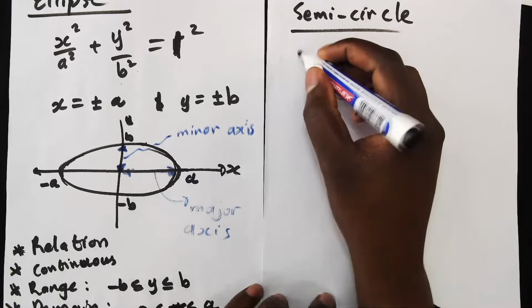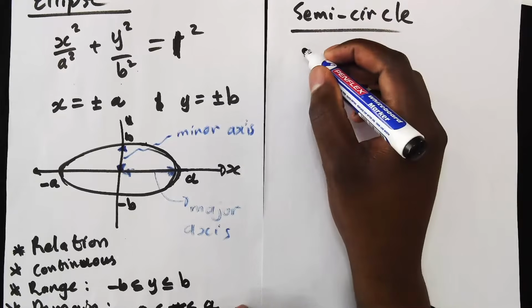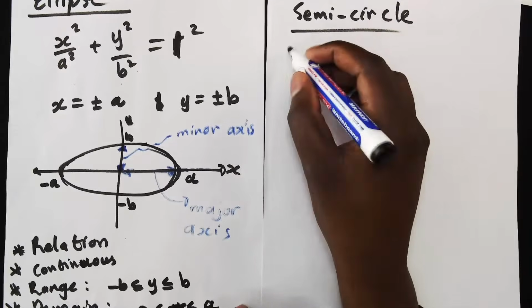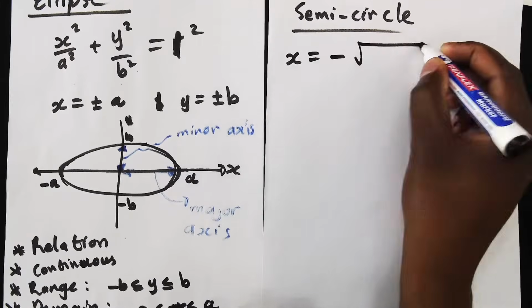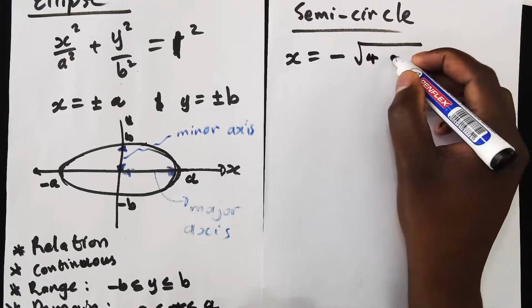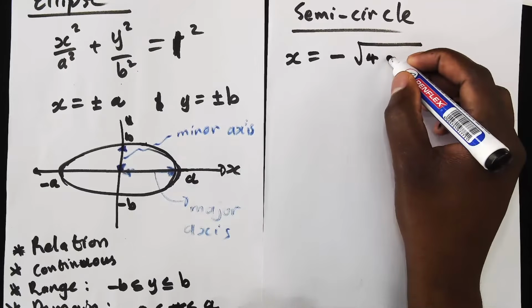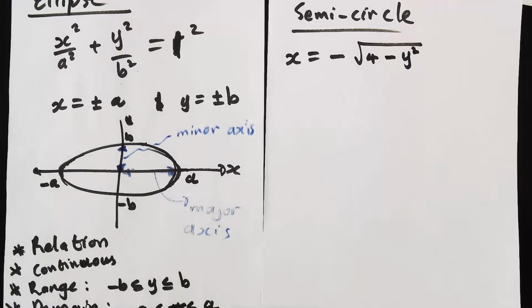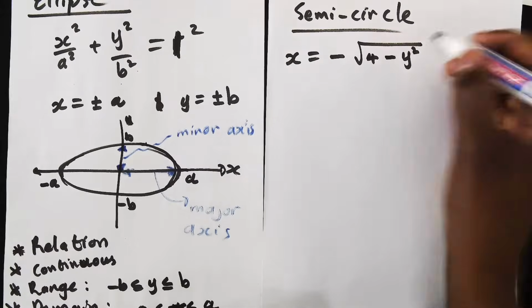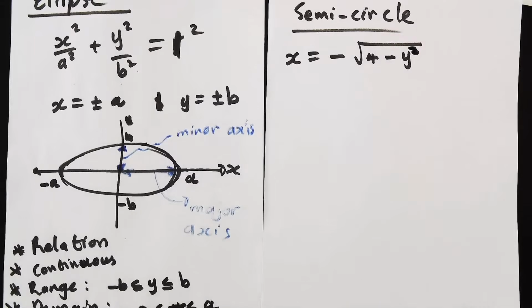So let's say, for an example, let me produce 2. Now, let me focus on 2. Yeah, let me take 1. Let's say x is equal to minus root of 4 minus y squared. So let's say we have that. So remember, we know that this is a semicircle. Why?